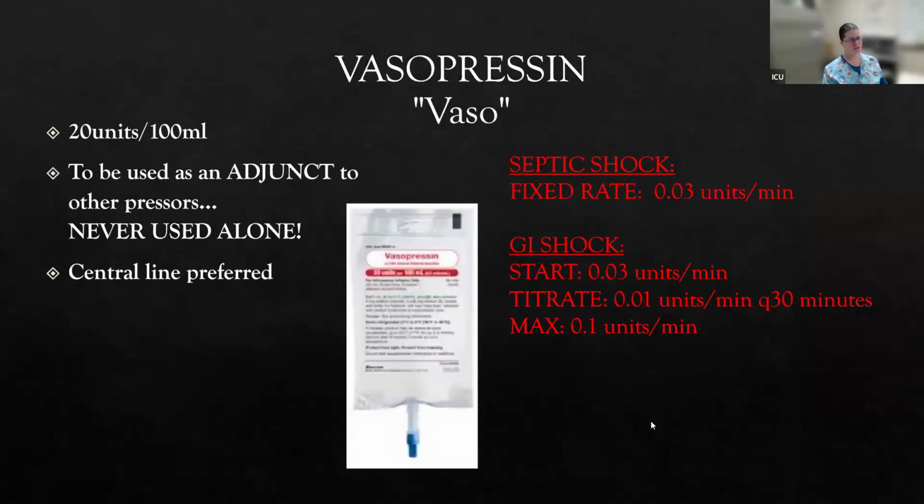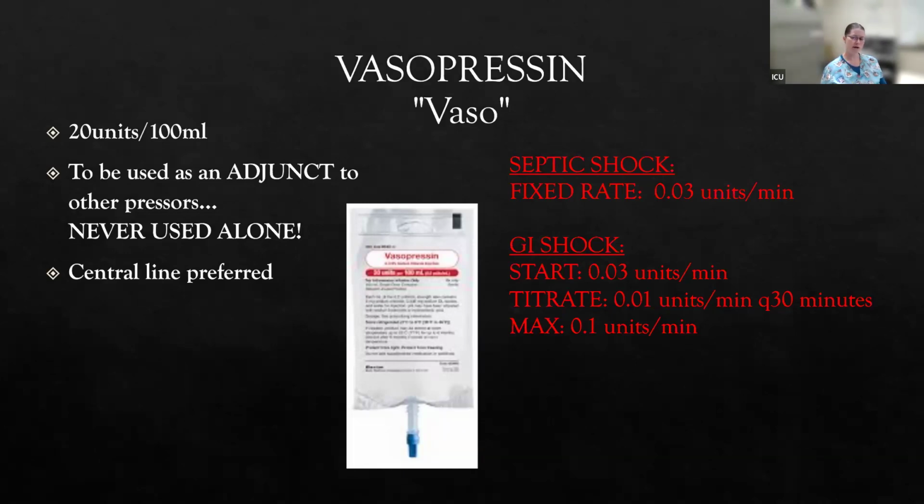And then vasopressin, or vaso. Here, a standard dose is 20 units in 100 mLs. This is to be used as an adjunct, or in addition to other pressors. It's never used alone. Central line is preferred. There are different doses based on what's going on with the patient. Usually, at least here, we have a Levophed hanging, and it's usually greater than 10 mics. Then we start to add the vasopressin.